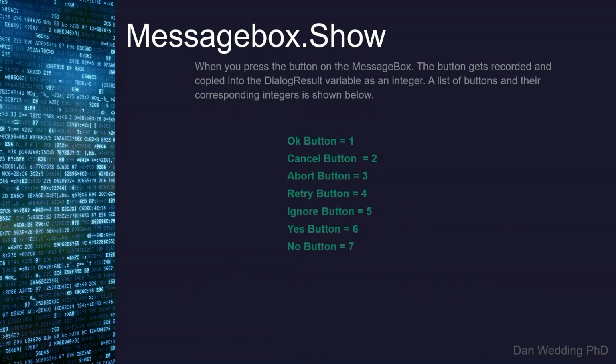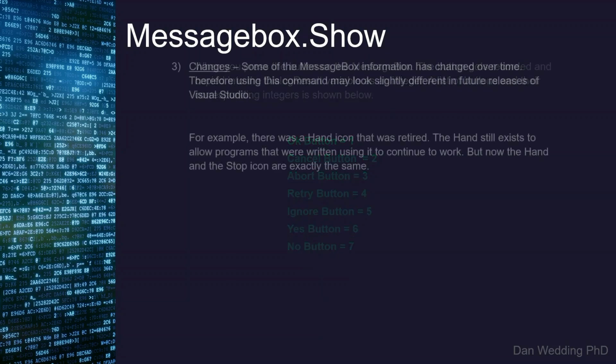When you press the button on the Messagebox, the button gets recorded and copied into the dialog result variable as an integer. A list of buttons and their corresponding integers is shown below. Some of the Messagebox information has changed over time. Therefore, using this command may look slightly different in future releases of Visual Studio.